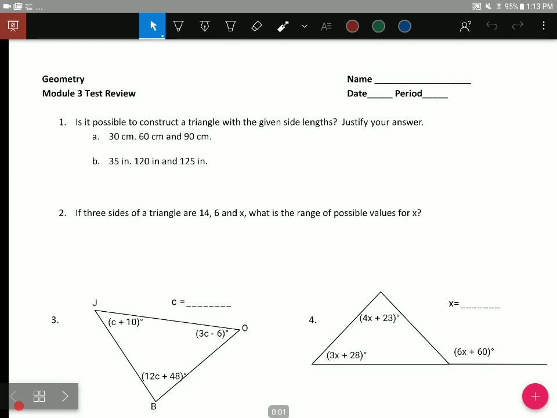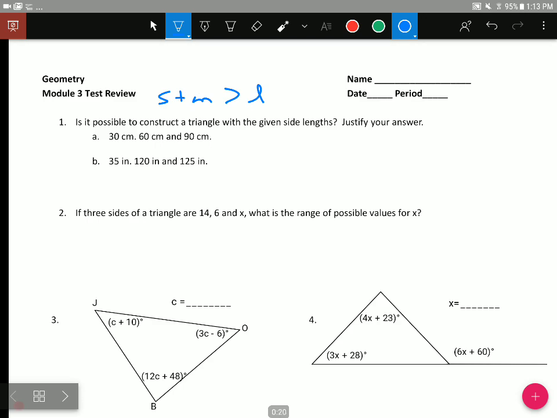All right, this is the Unit 3 or Module 3, however you want to call it, test review. Let's just start burning through this. Is it possible to construct a triangle with the given side lengths? Remember, the two shorter sides have to be greater than, like the short plus the middle side has to be bigger than the longest side.